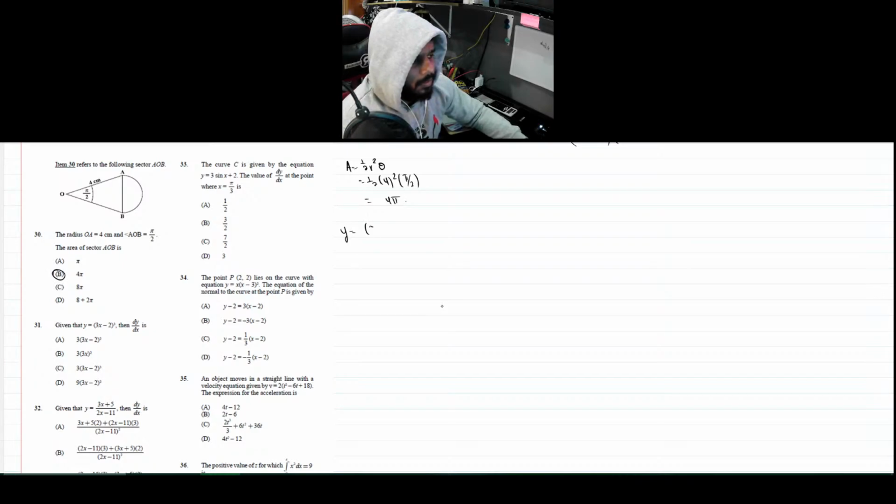y is equal to (3x minus 2) cubed. Then dy/dx is equal to 3 into (3x minus 2) squared multiplied by 3. We get 9 into (3x minus 2) squared.